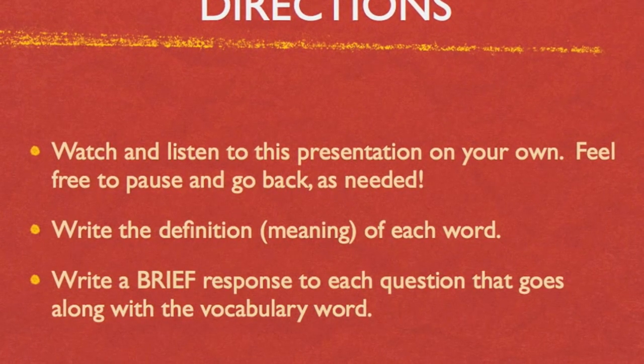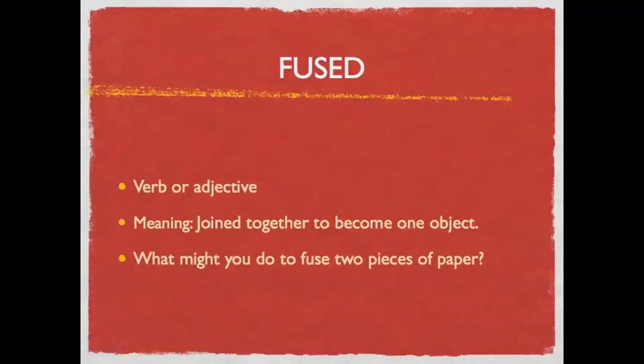Let's begin. Our first word this week is fused. When you use the word fused in a sentence, it could be a verb or an adjective. If it was a verb, it would be the actual action word in the sentence. If you want to use the word fused as an adjective, you would be describing something as being fused. Here's the meaning that you should write down on your vocab sheet. Joined together to become one object.